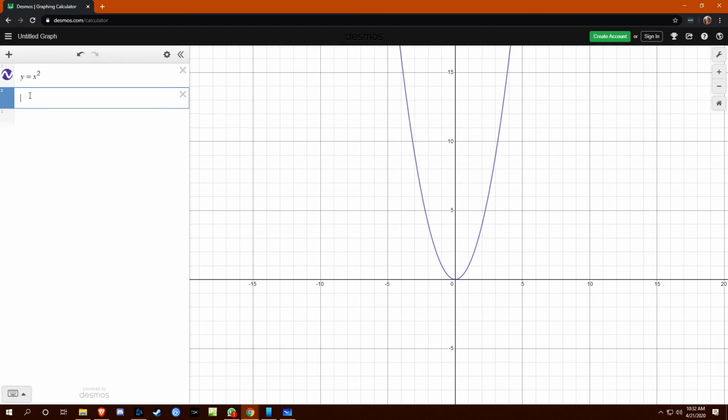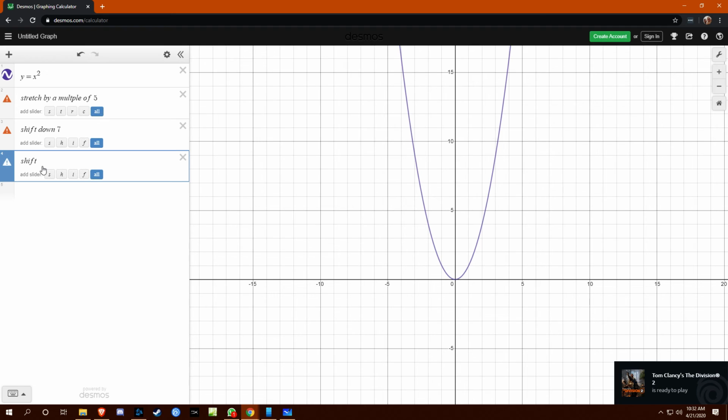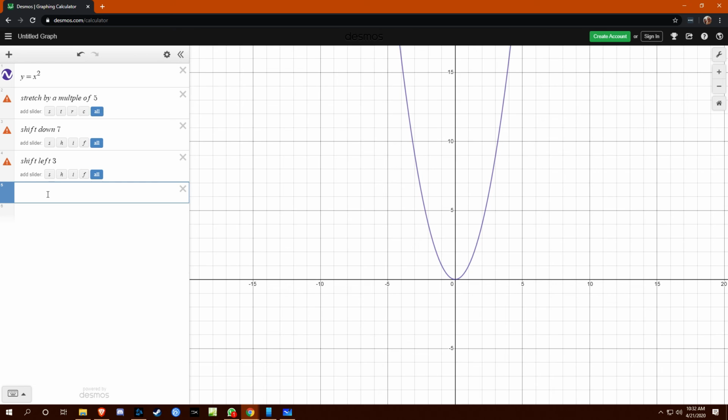I want to stretch by a multiple of 5. I want to shift down 7. And I want to shift left, we'll say left by 3. Alright. Stretch by a multiple of 5. And then I want to flip over the x-axis. Excellent. So I'm flipping over the x-axis.